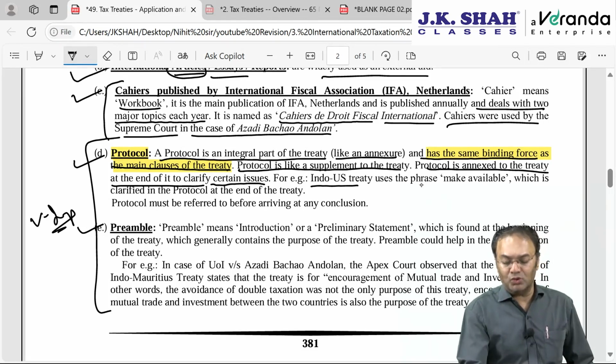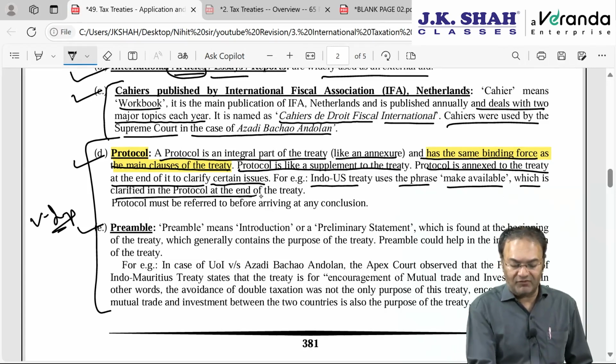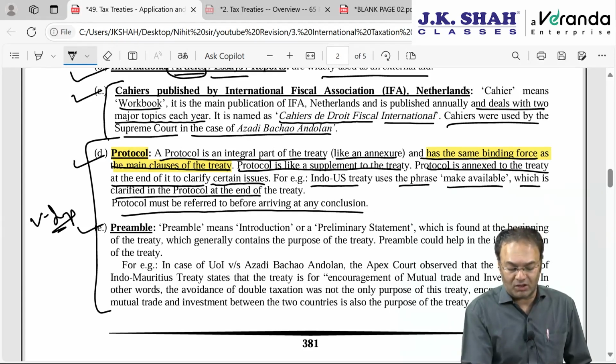For example, the Indo-US treaty uses the phrase "make available". In the India-USA treaty, there is a phrase called "make available" with regards to fees for technical service, which is clarified in the protocol at the end of the treaty. Protocol must be referred to before jumping to any conclusion.